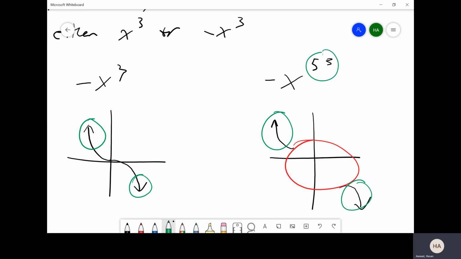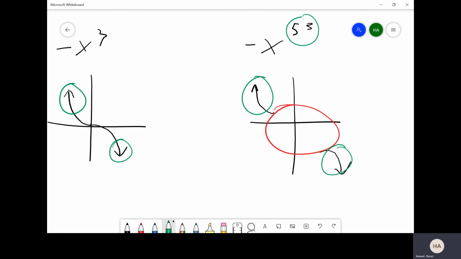What matters is that it's odd and that the negative matches the negative, right? And so if you have a negative sign, you know that the right hand piece is going to be pointed downwards. If it's not negative, you know the right hand piece is going to be pointing upwards. And that's really all there is to it.